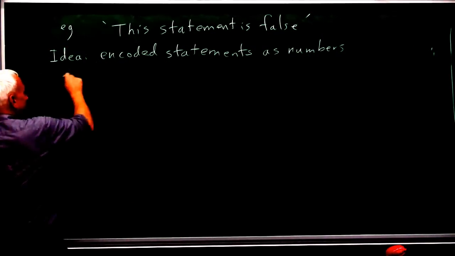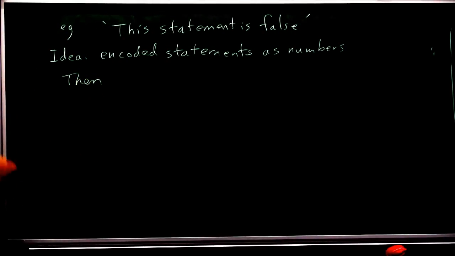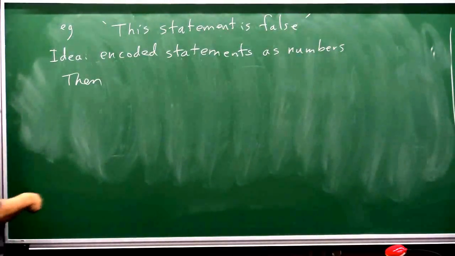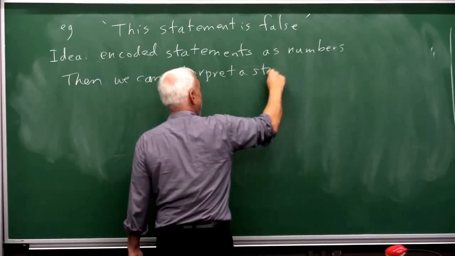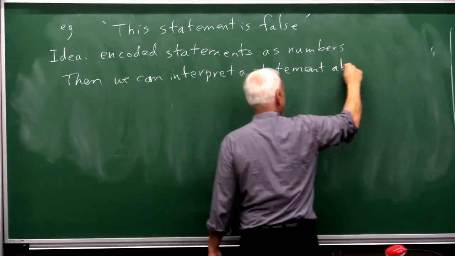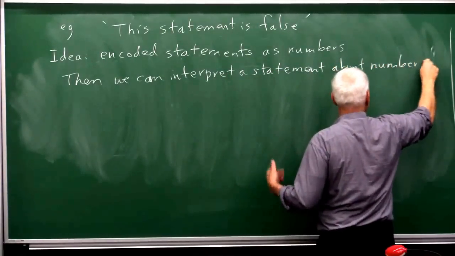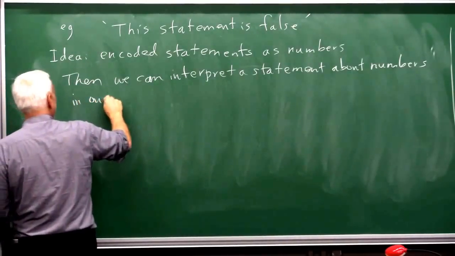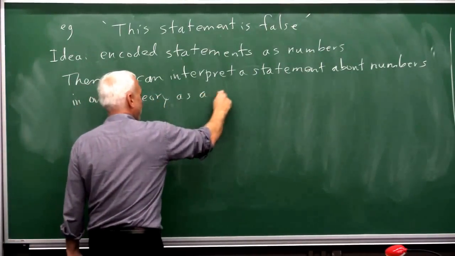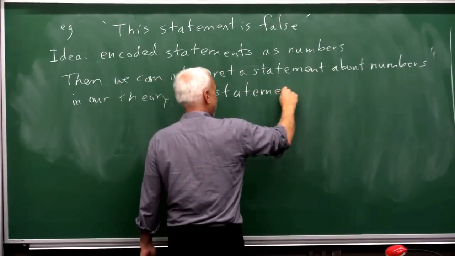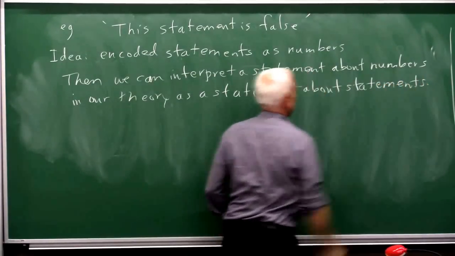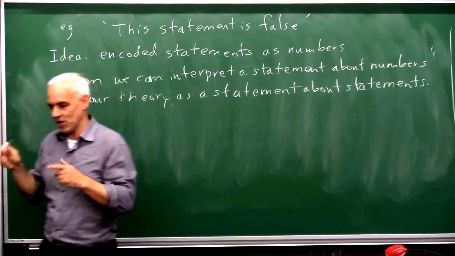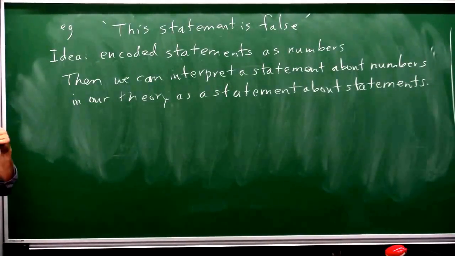And then, since our theory has numbers built inside it, that's sort of what we're assuming, then we can interpret a statement about numbers in our theory as a statement about statements. Because statements sort of have numbers associated to them, so we can cook up a way that statements are actually referring to statements via referring to numbers.